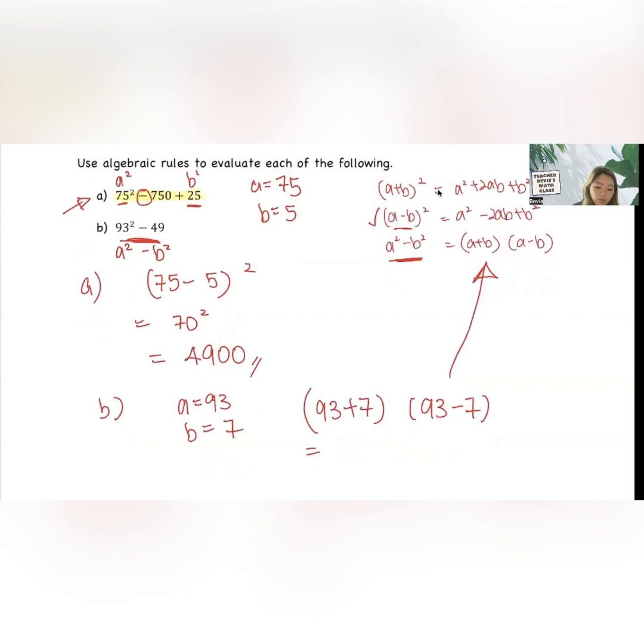So 93 plus 7 gives me 100, which makes multiplication very easy. 93 minus 7 gives me 86. So 86 times 100 gives me 86, adding 2 zeros behind, 8,600.